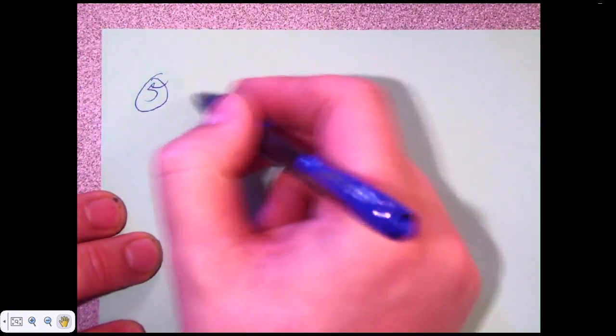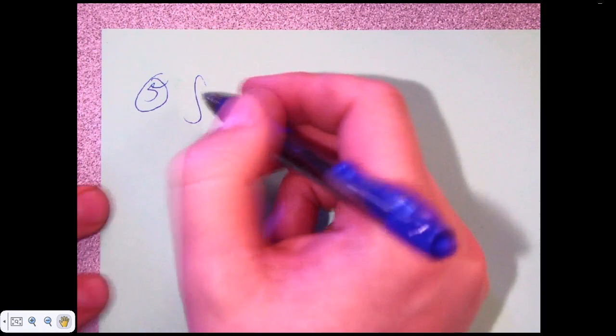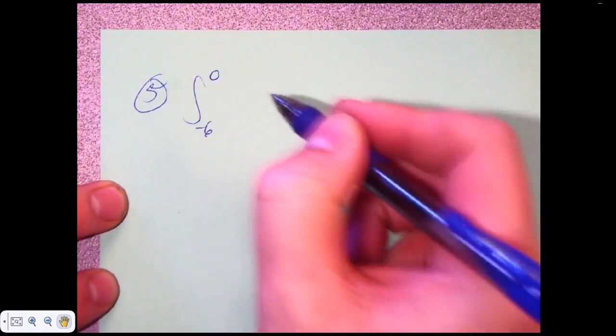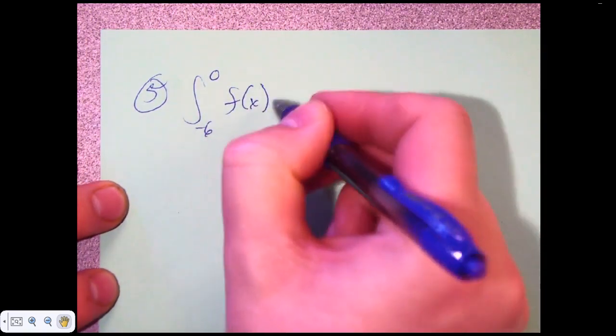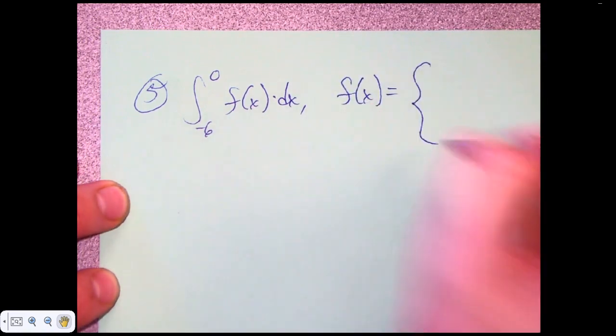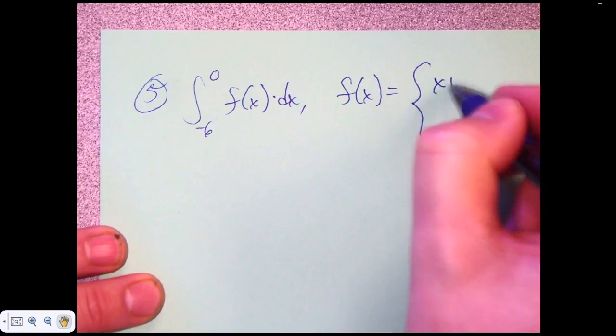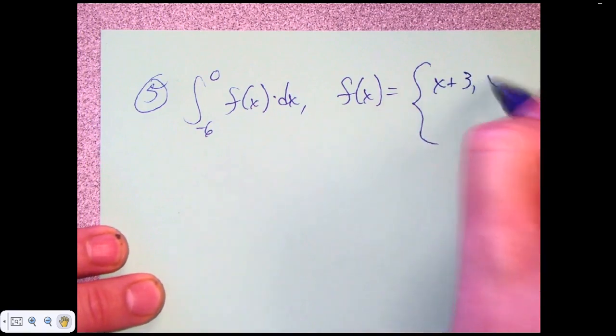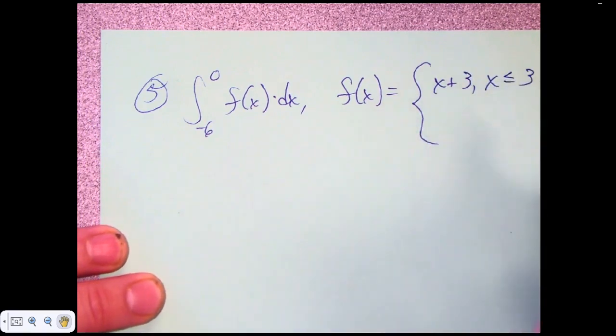Alright, 5 is the piecewise. So I want to integrate from -6 to 0 of f of x times dx, and f of x is 2 pieces. So f of x is x plus 3 when x is less than or equal to 3, and -x minus 3 when x is greater than 3.